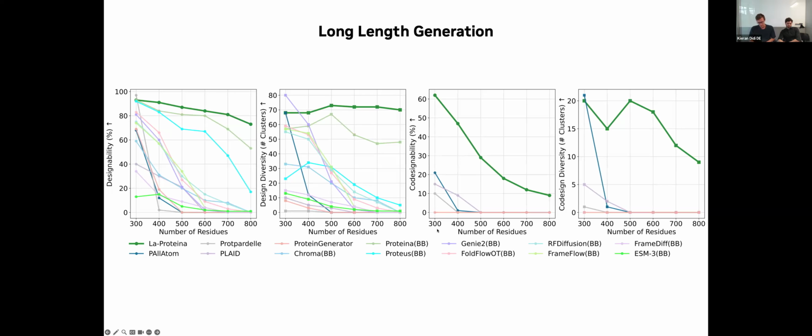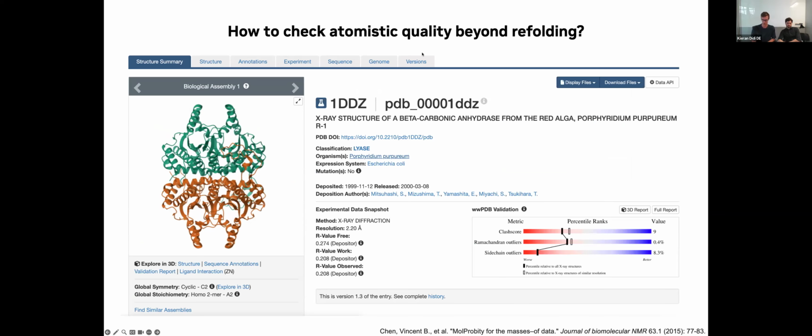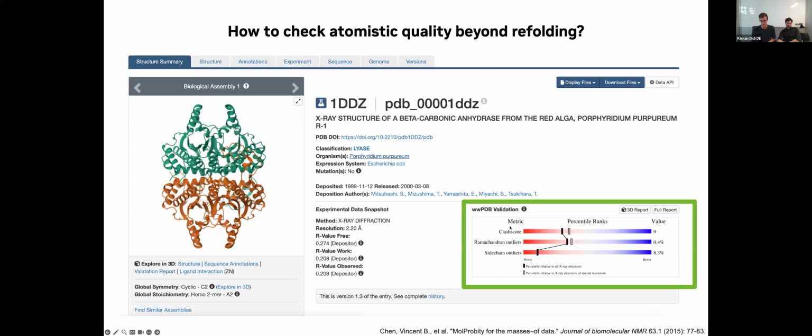All this eval so far relied on folding models, and we all like our folding models, but we also want to look at, okay, we now place atomistic sidechains. Can we somehow check independently if the biophysical context of this actually makes sense? So we're thinking about how to check the atomistic quality beyond just refolding. If you look at a PDB entry, this carbonic anhydrase, I think, what you always have is this validation report. So you have clash score, sidechain outliers, etc. And for each PDB that's publicly uploaded, you can get this full report.